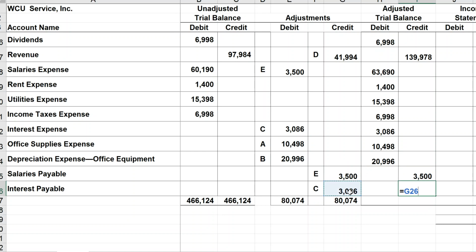So to double check myself, I want to make sure that when I'm all said and done, my total debits equal my total credits. So I'm just going to sum up these two totals here. So I'm just going to copy my formulas here. And I want to make sure that my total debits equal my total credits. And now my adjusted trial balance column is complete.